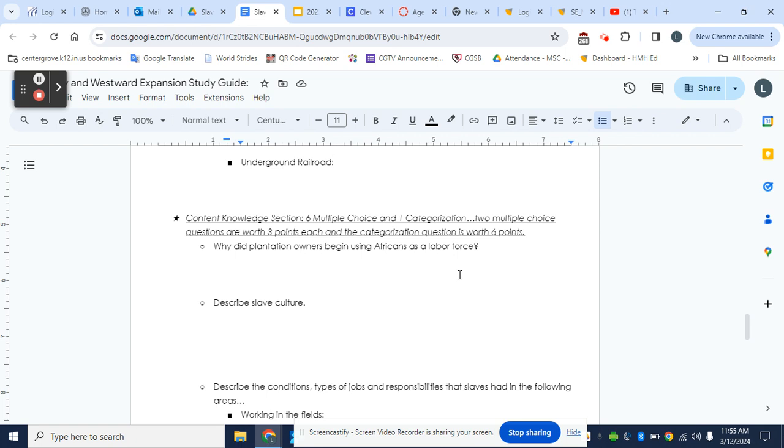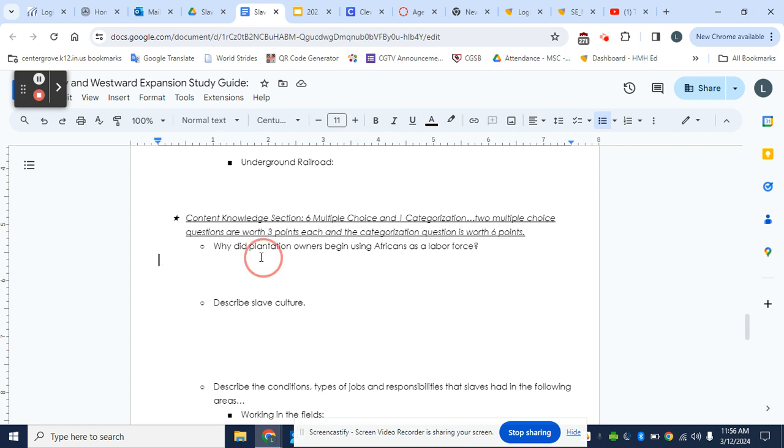If for some reason you select 1 answer and it's not correct, but the other 2 answers that you select are correct, you would receive 2 out of the 3 points for that question. So it is possible for you to earn partial credit on those multiple choice questions that are worth multiple points. Same thing with the categorization question. You're going to have a series of statements, and then you're going to have to place that statement in the correct category. So let's say you get 2 of the statements wrong, then you would get 4 out of the 6 points for that question.